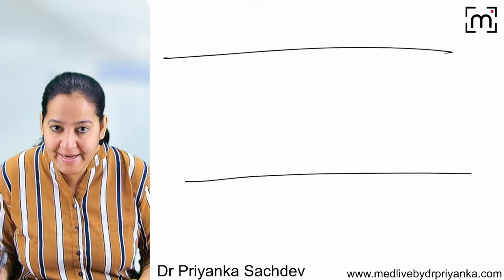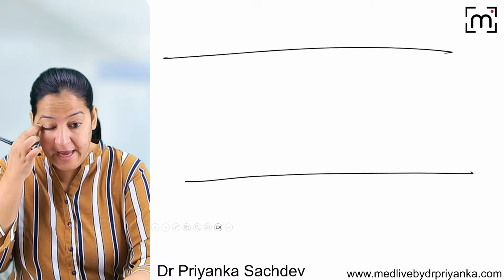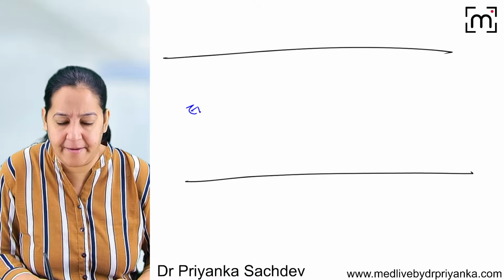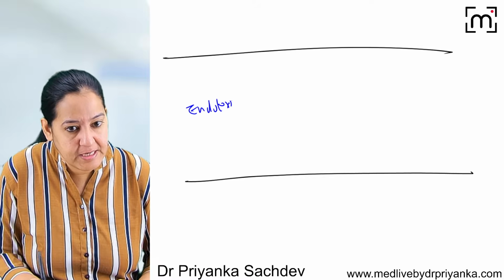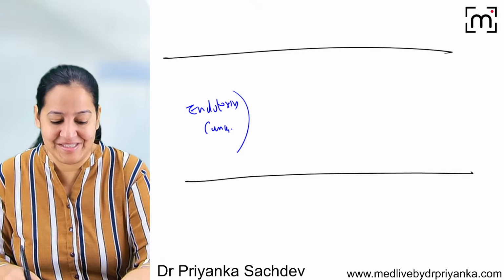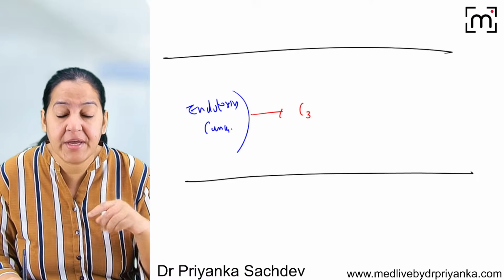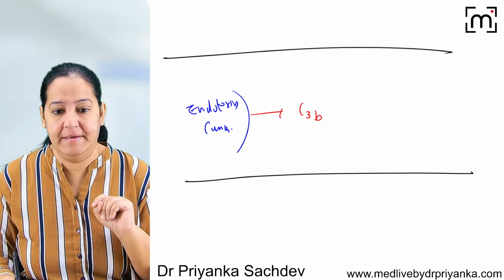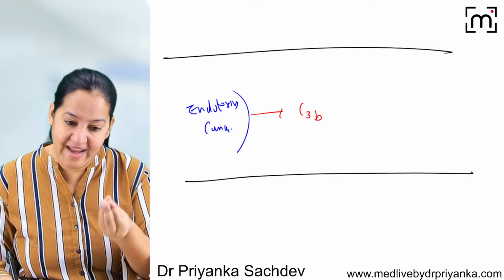So I'm drawing again. This is the blood vessel of a human being. In the blood vessel, the endotoxin of some bacteria is present. Either endotoxin is present or cancer cell is present. So it will directly activate C3. Which C3? C3B. It is already present in the blood and that will activate it.